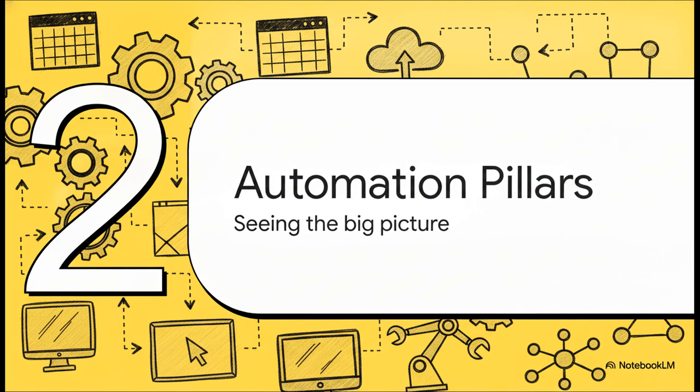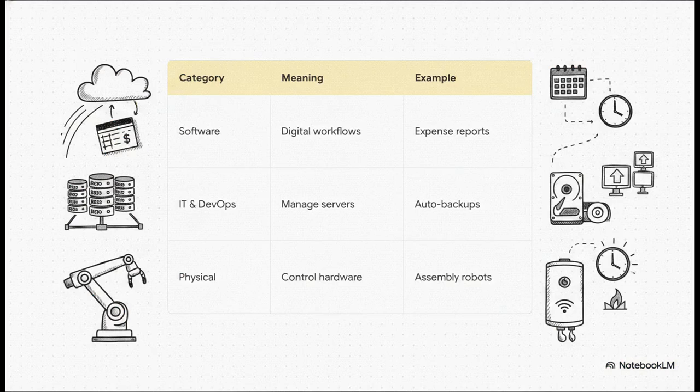Moving on to section 2, the 3 automation pillars. Time to look at the big picture. To really understand automation, it helps to see how it's applied across different fields. Basically, it breaks down into 3 pillars. First up, software automation. This is using code or tools to handle digital tasks, data, and workflows. Think about auto-generating your monthly expense reports, sending automated email replies, or syncing data straight from Excel to a CRM.